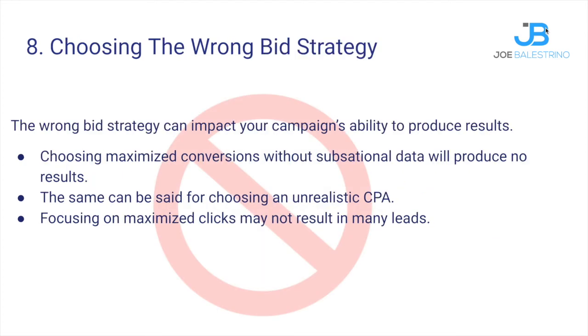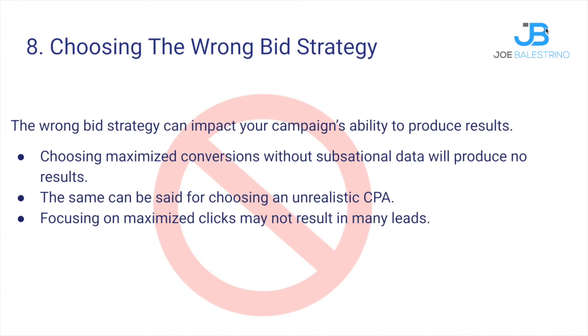Choosing the wrong bid strategy happens all the time. People right out of the gate will go right to maximize conversions, but Google needs data in order to do maximize conversions. So if you start with that, you may notice that there's no performance. One of the reasons, outside of budget, may be that you're choosing a strategy that requires data to have already been collected in order to make those automated decisions. So making sure that you have the right bid strategy is very important.